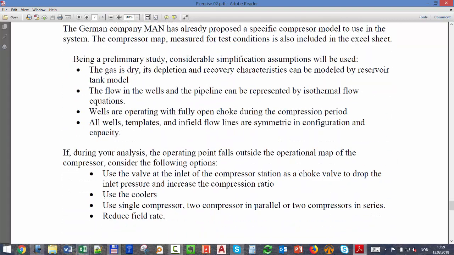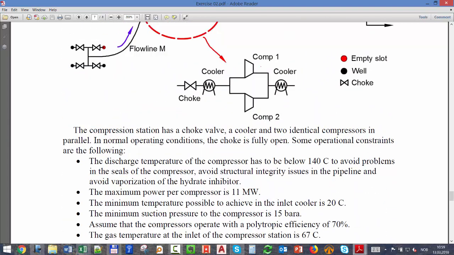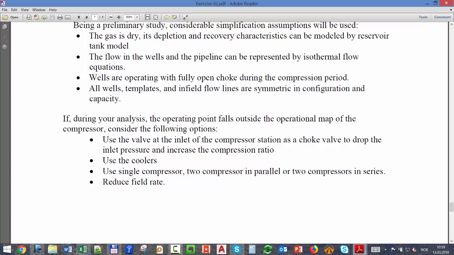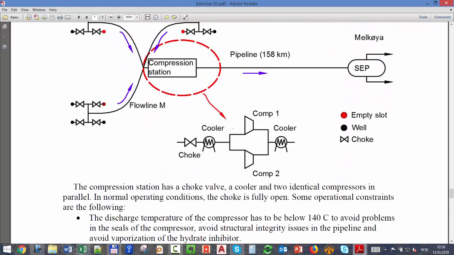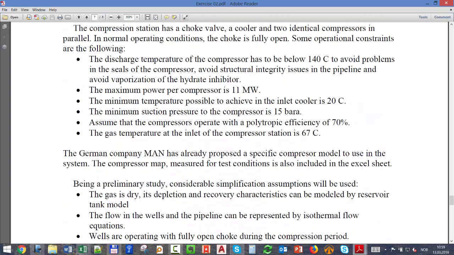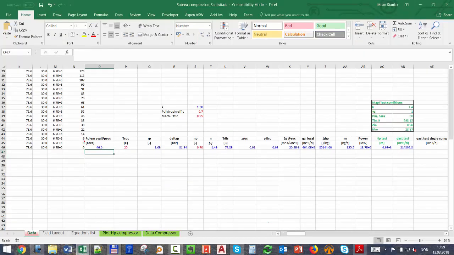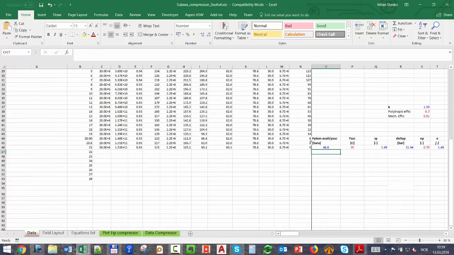And you can use a single compressor. That will be the cheapest, but maybe because of the rate you won't be able. You can use two compressors in parallel, or you can use two compressors in series if needed. Okay, and we want to produce, I think, for as long as possible. He says you have to calculate until year 28. Okay, any question?